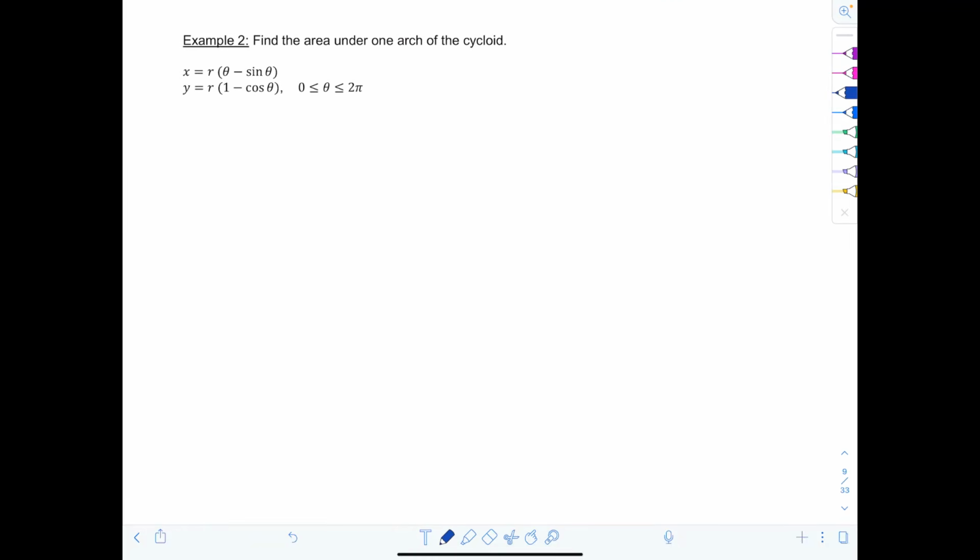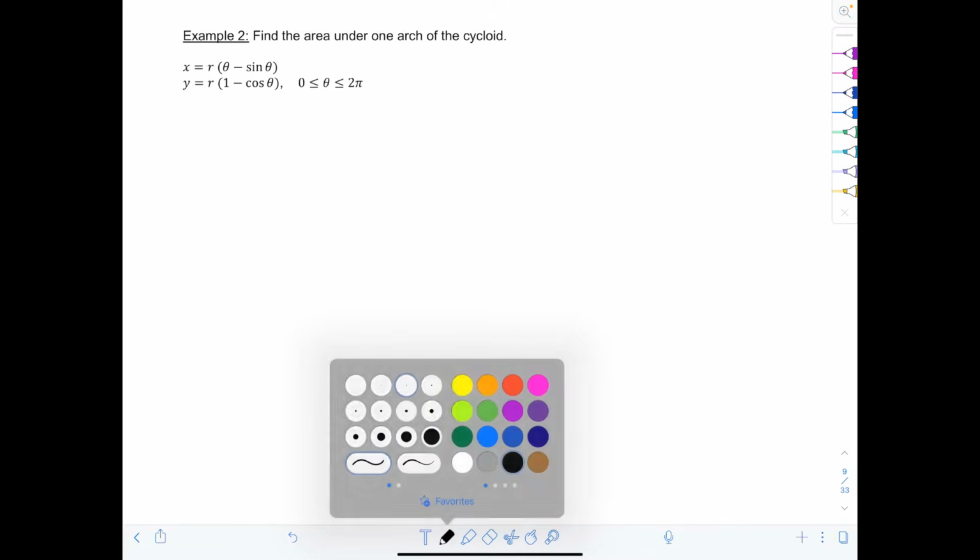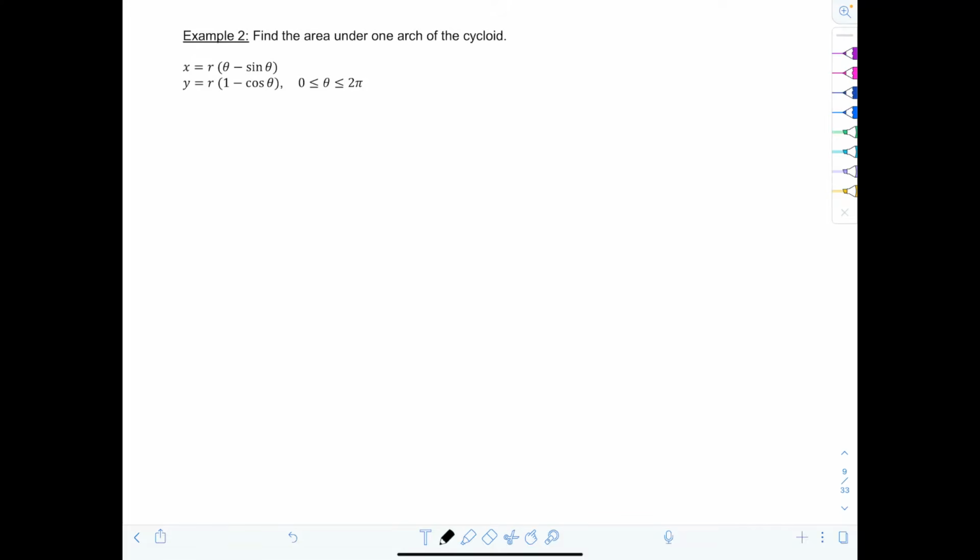Example 2, find the area under one arch of the cycloid. And we're given x, which is equal to r times theta minus sine theta, and y, which equals r times 1 minus cosine theta, theta between 0 and 2 pi. So to figure out whether or not we're going to integrate along the x-axis or the y-axis, we need to know what the graph looks like for a cycloid. So I'll draw that for you.